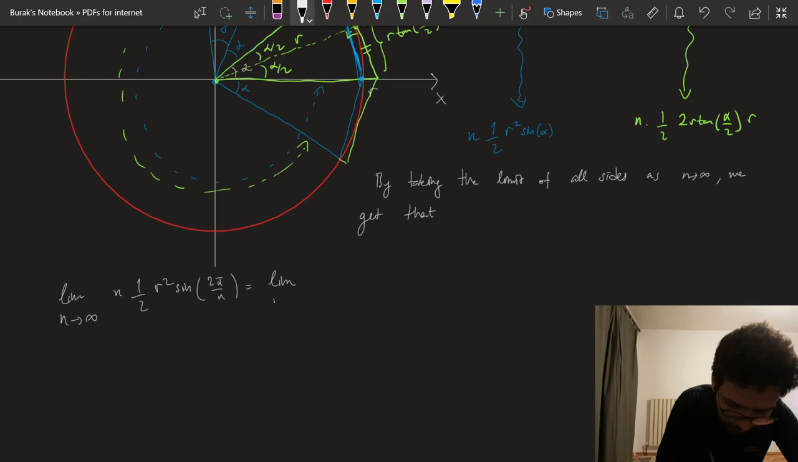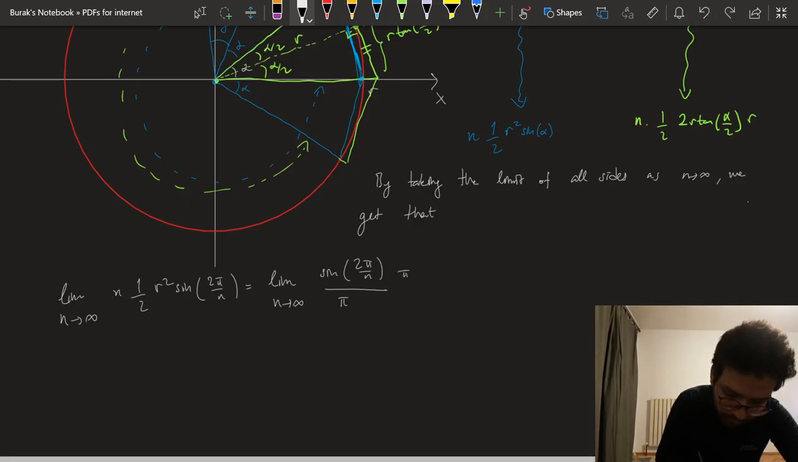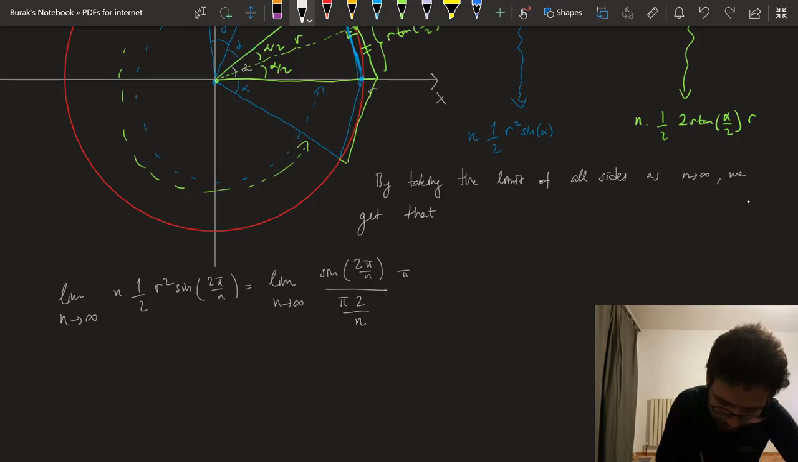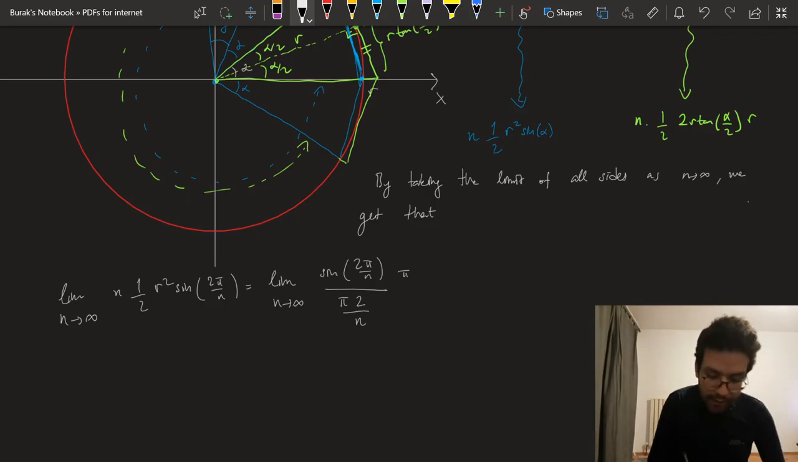Now, what I'm going to do is rewrite this as follows. Sine of 2 pi over n, divided by a, I am going to divide and multiply this by pi, and I'm going to write this n over 2 as 1 over 2 over n. So I am going to have this. And I have r squared here, okay?